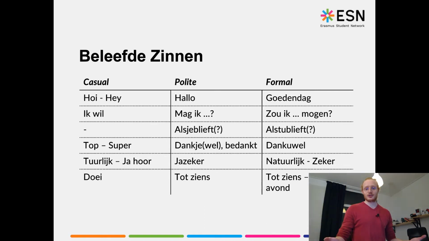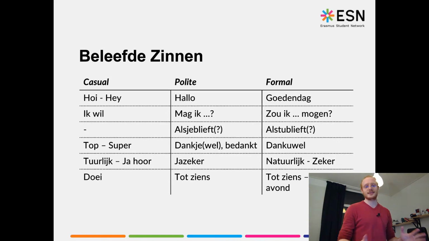If someone then acknowledges your request, for instance, if you ask, mag ik een biertje? Then the bartender usually says something back to acknowledge that you asked for something and that they want to do it. So if you are the bartender in that case, you could say, tuurlijk, ja hoor, sure, I can do that for you. If you want to be more polite, you can say, jazeker.